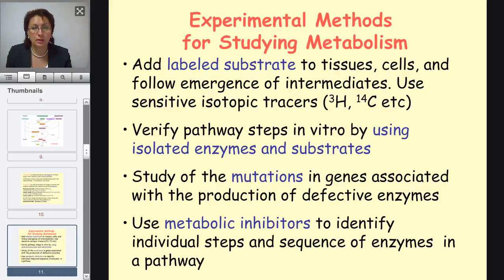Experimental methods for studying metabolism. Add labeled substrate to tissue cells and follow the emergence of intermediates. Use sensitive isotopic tracers. Verify pathway steps in vitro by using isolated enzymes and substrates. Study mutations of genes associated with the production of defective enzymes. Use metabolic inhibitors to identify individual steps and the sequence of enzymes in a pathway.